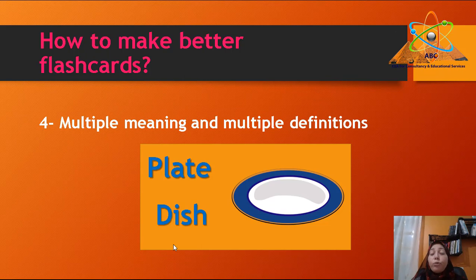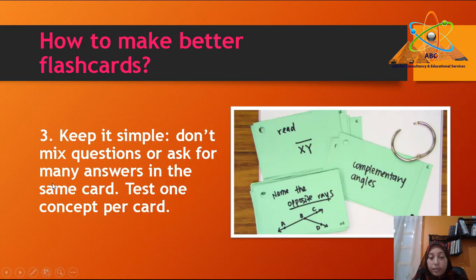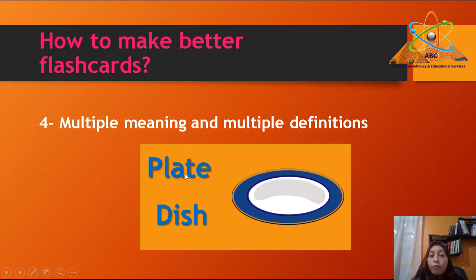Number 4, how to deal with multiple meanings and multiple definitions. This is for English teachers and Arabic teachers or language teachers as a whole. We have here a plate. This is a plate. And I have written here plate and dish. And this is the worst flashcard you can ever produce. Why? Because this is very confusing. Am I going to memorize the word plate with this picture or the word dish with this picture? No, you as a teacher want me to memorize all these three.